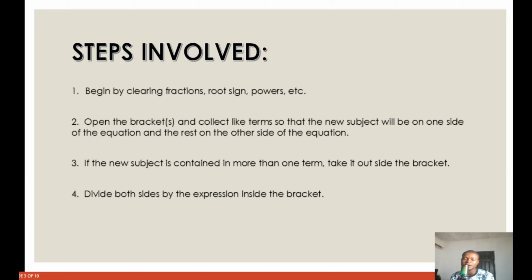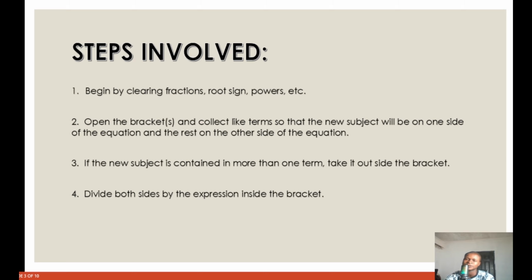The third step that we have to take is, if the new subject is contained in more than one term, we take it outside the bracket. So here we form a bracket in order to take the common terms out. So that is the meaning of the third step. And the last step we have to take is to divide both sides by the expression inside the bracket. So here we'll be viewing some questions which back up the steps that have been stated.